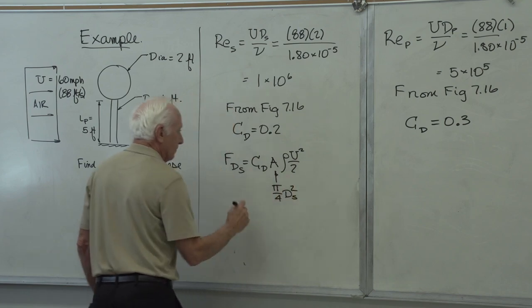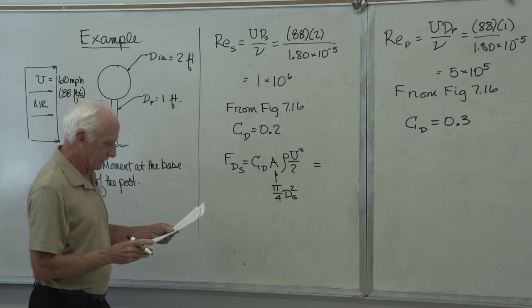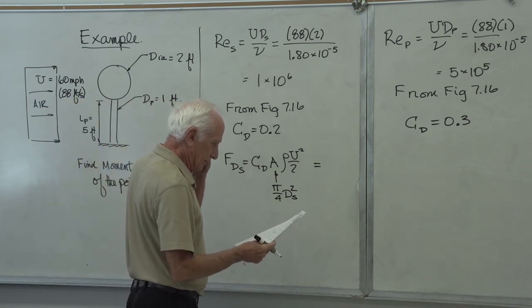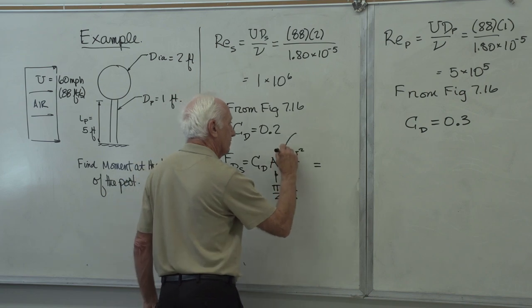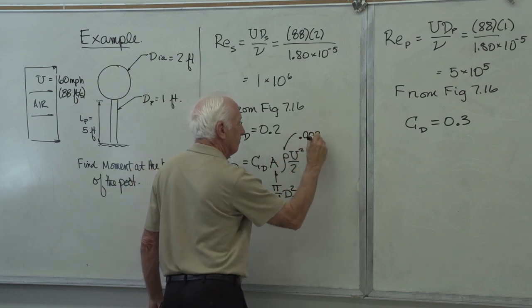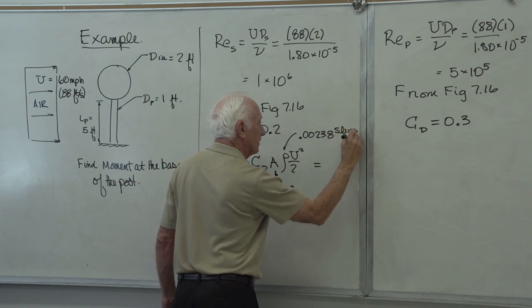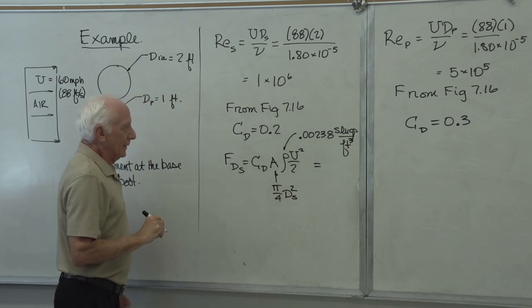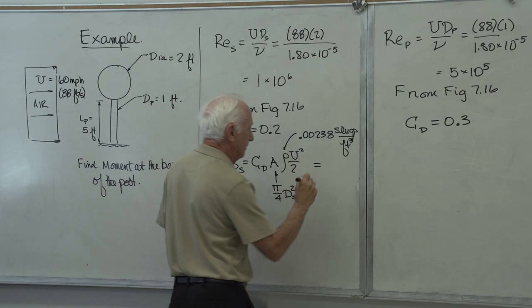Got it. Put all those guys in there, you know U, 88, you know rho, the density, the back of the book. We've got all those values back there. The density is 0.00238 slugs per cubic foot. Okay. And that gives you the drag force on the sphere, 5.8 pounds.